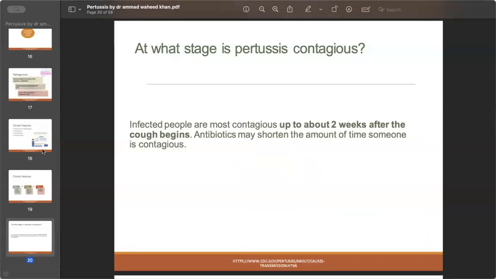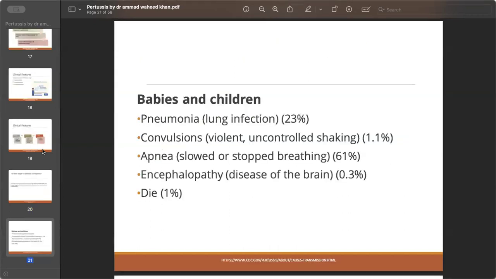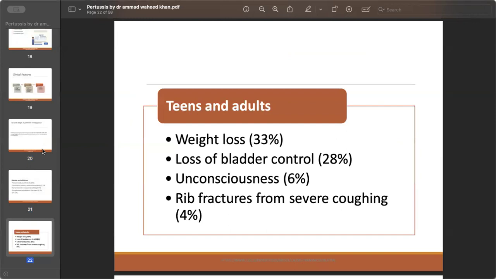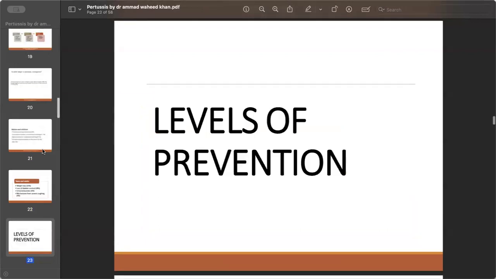At what stage is pertussis contagious? Infected people are most contagious up to about 2 weeks after the cough begins. Antibiotics may shorten the amount of time someone is contagious. Complications in babies and children: pneumonia, lung infection 23%, convulsions 1.1%, apnea 61%, encephalopathy 2.3%, and death 1%. In teens and adults: weight loss 33%, loss of bladder control 28%, unconsciousness 6%, rib fracture from severe coughing 4%.